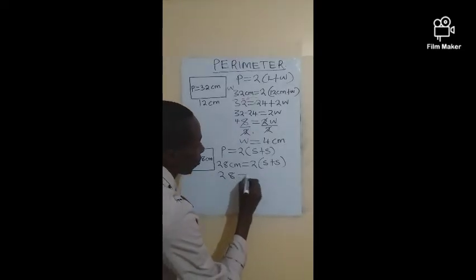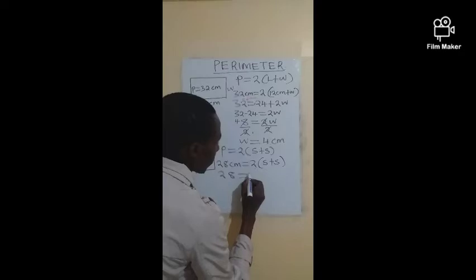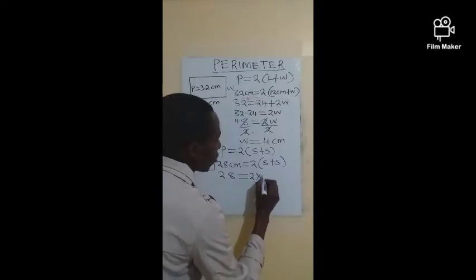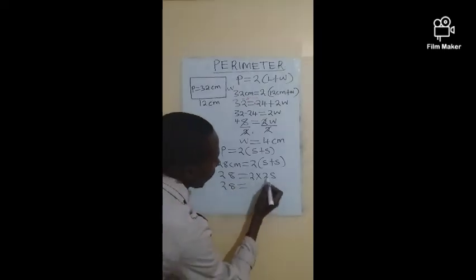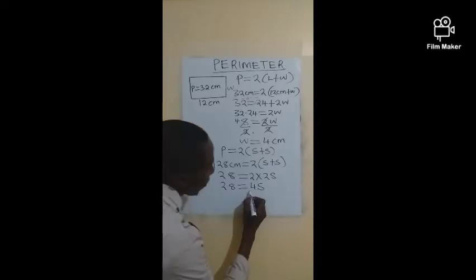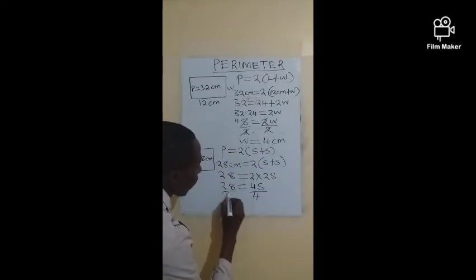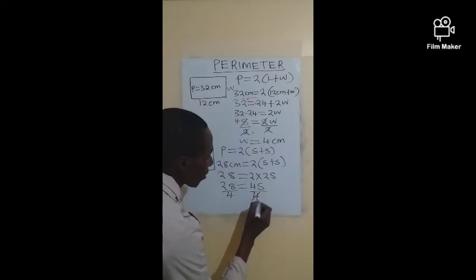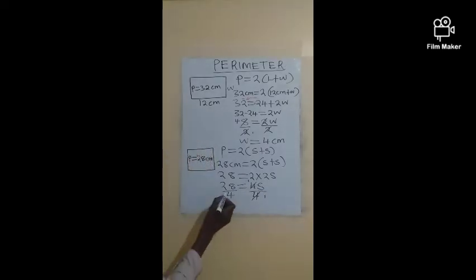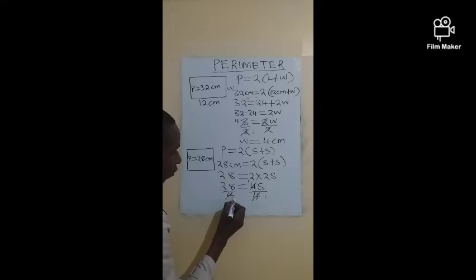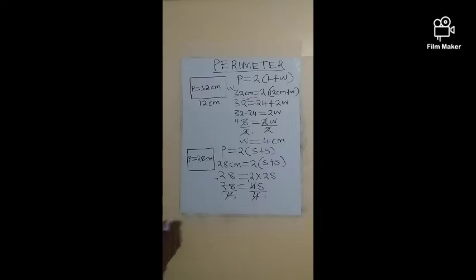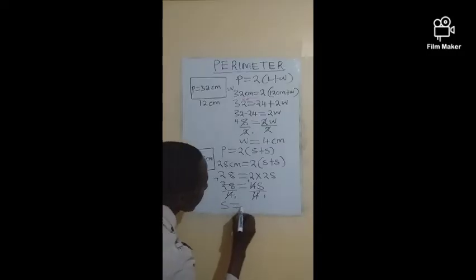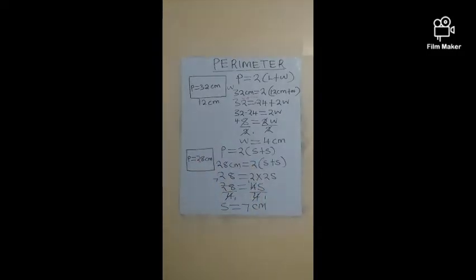28 is going to give us s plus s, which is 2s. 28 is going to be 2 times 2, which is 4s. To get s, we are going to divide both sides by 4. Cancel 1, cancel 1. 4 is going to cancel 1 and go into 28 7 times, meaning 28 divided by 4 is 7. So our side is 7 centimeters.